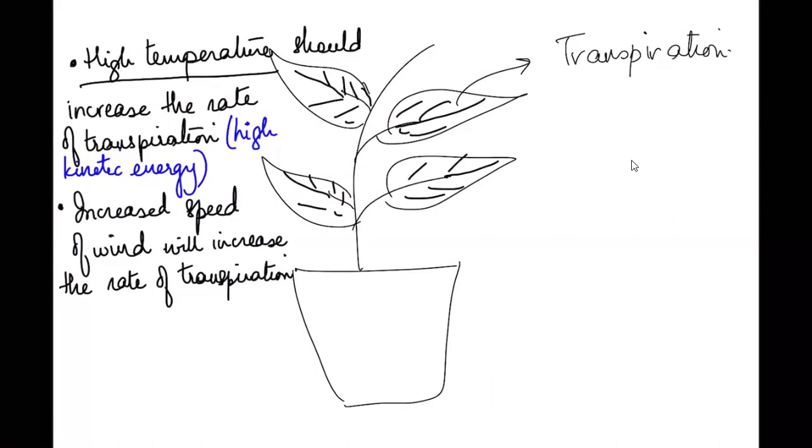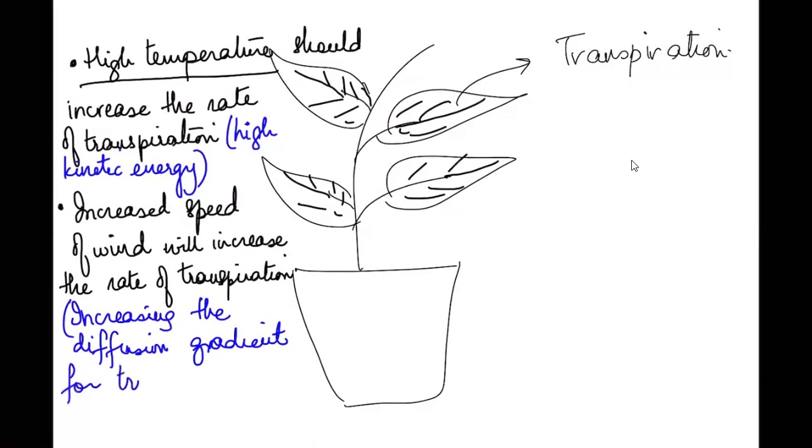Correct. Answer is 100% correct. Only one thing needed to be added is that when you say that the wind is blowing really fast, it is increasing the diffusion gradient for transpiration to occur. This is what the examiner wants you to write. Whatever you said can be explained in this one statement. It increases the diffusion gradient for transpiration. And what do I mean when I say this? See, when the wind is blowing, it's going to blow away all the water vapors which were lying here. Wind will blow away all the water vapors. When all the water vapors are blown away, this means that the diffusion gradient for the transpiration will increase.